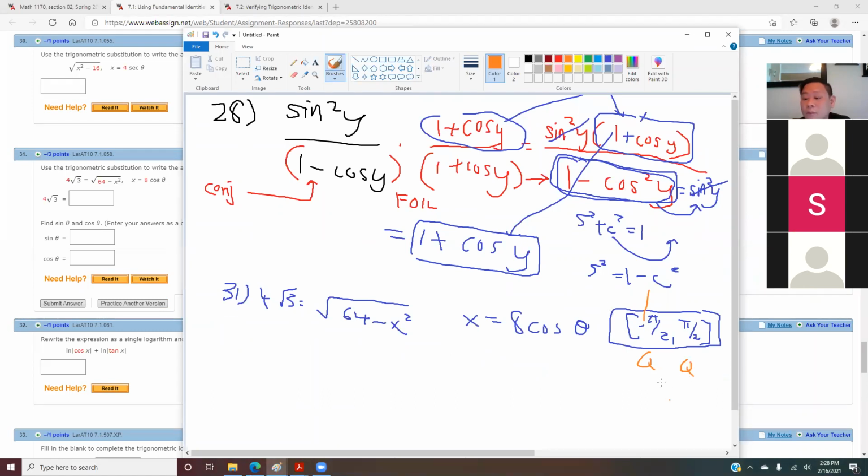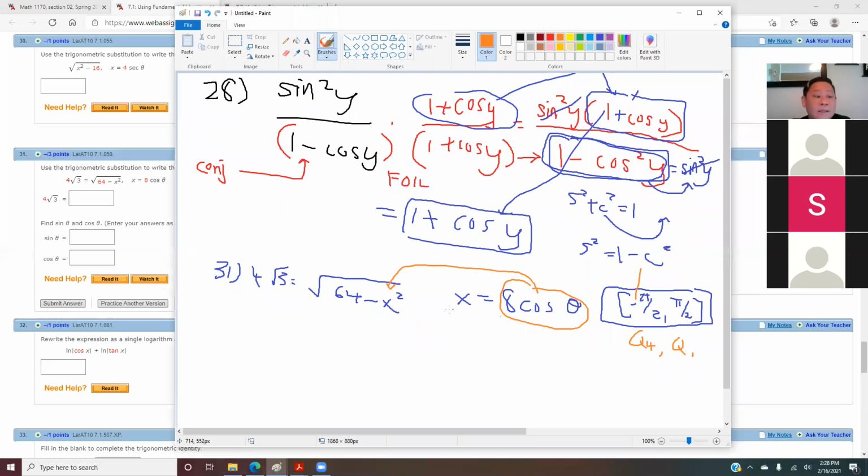Quadrant 4 and quadrant 1. That is correct. So first things first, you can substitute this whole thing inside here. Like substitution, because x in this case is this.